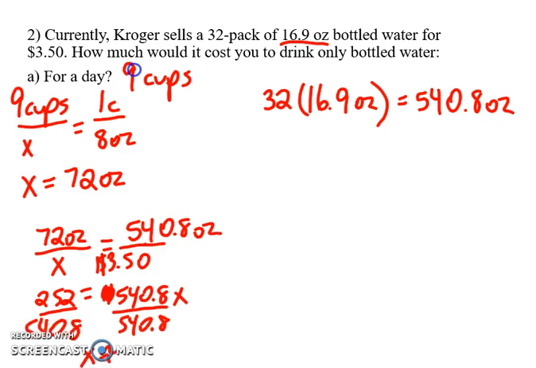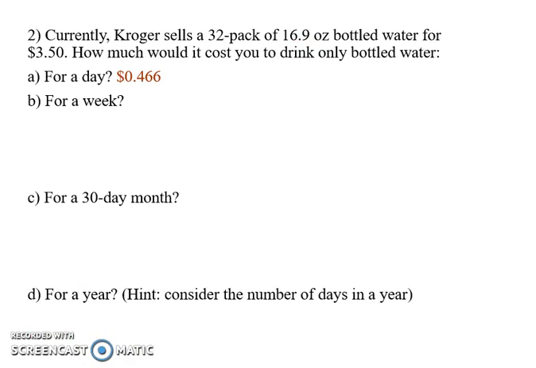So that tells me that I'm paying approximately 47 cents per day if I buy water this way. So think about that. I was paying a half a cent for municipal water. Here I'm paying almost 47 cents for bottled water, and this is bulk bottled water.